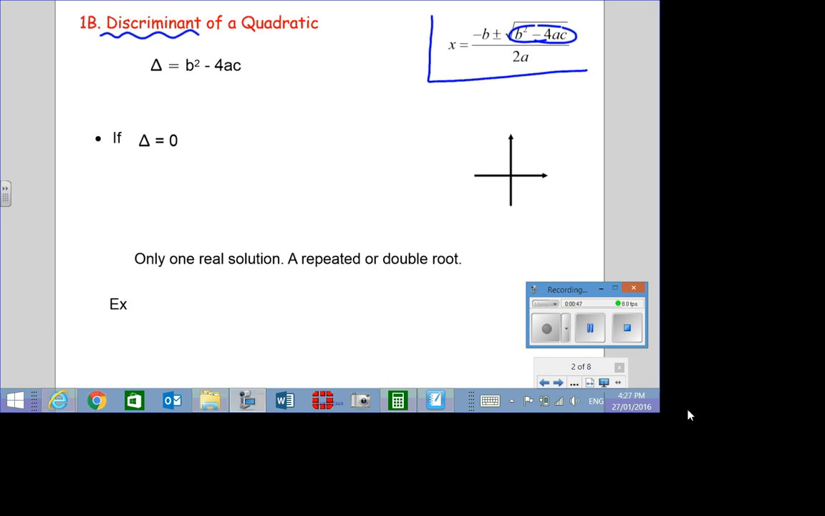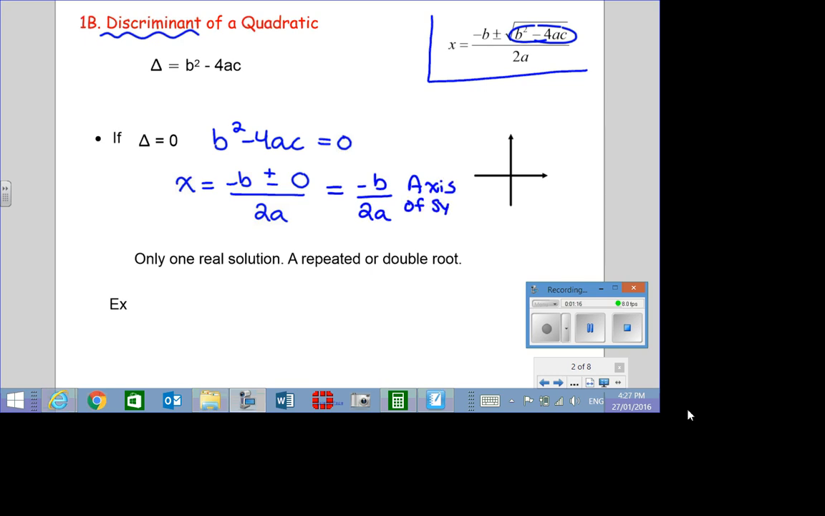So if b squared minus 4ac actually equals 0, think about what that means. That means you have x equals negative b plus or minus 0 divided by 2a. Well, if you have the discriminant equal to 0, that means I'm not taking the square root of any number. So I really just have negative b divided by 2a. That winds up being our axis of symmetry, or the x value of your vertex.